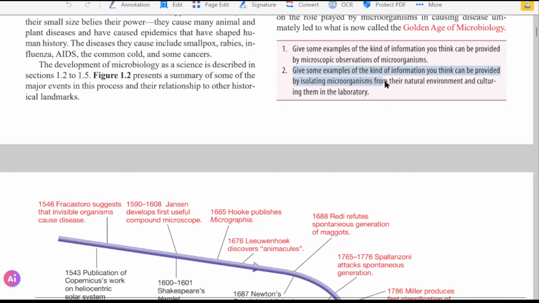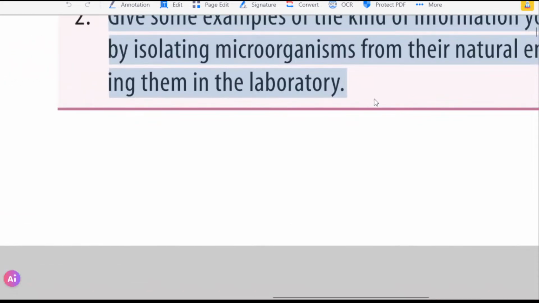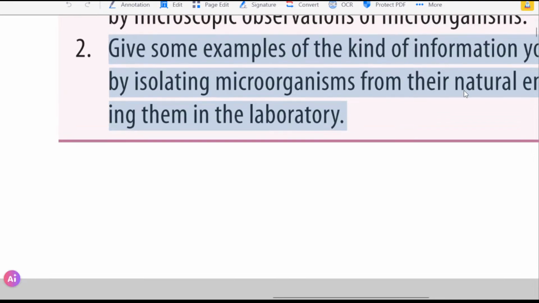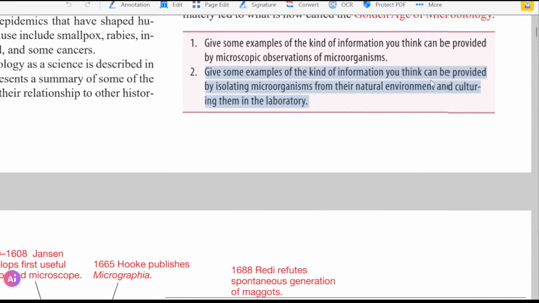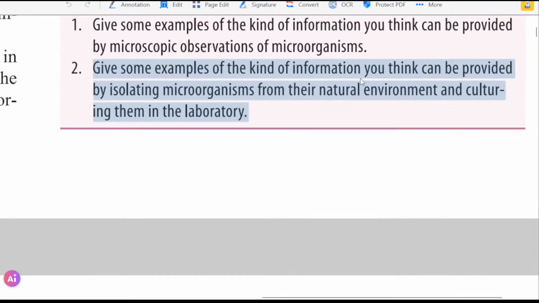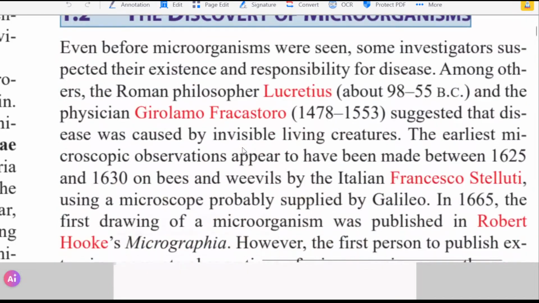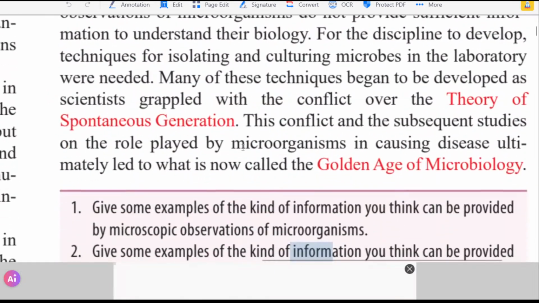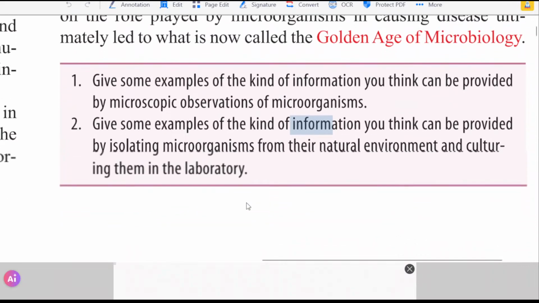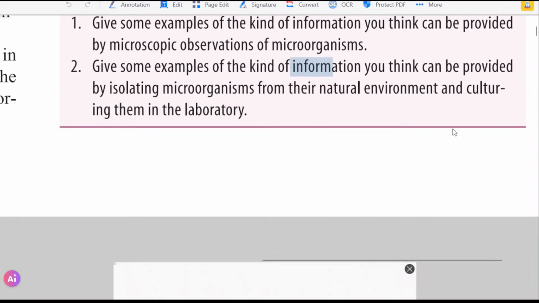Give some examples of the kind of information you think can be provided by isolating microorganisms from their natural environment and culturing them in the laboratory. Laboratory or laboratory, these are two different pronunciations. So they are telling me to give examples. What kind of information can I get by isolating the microorganisms from their natural environment and culturing them? What do they mean by kind of information?